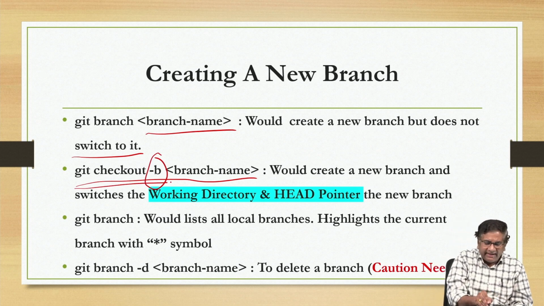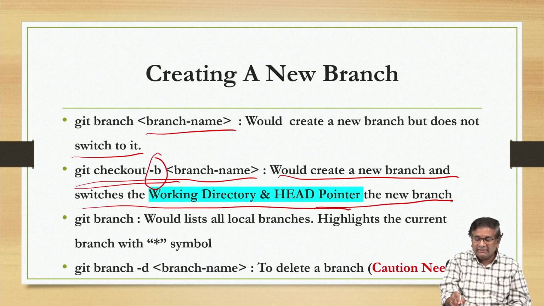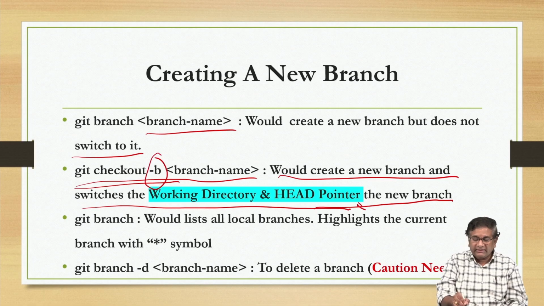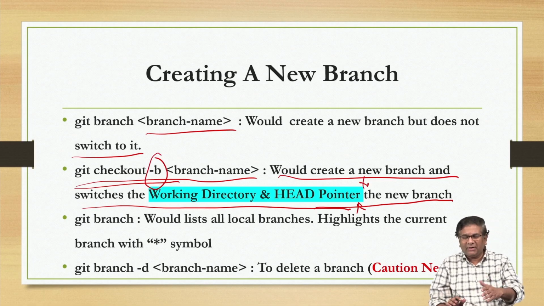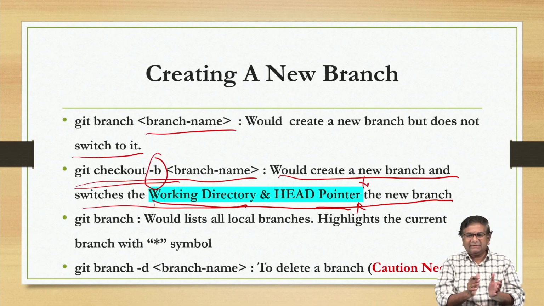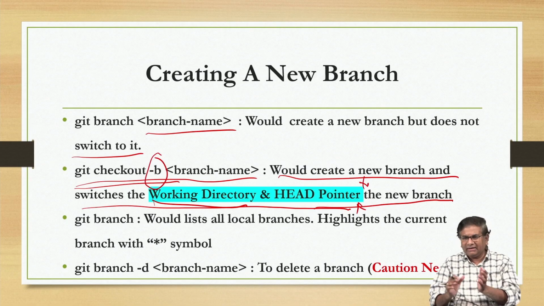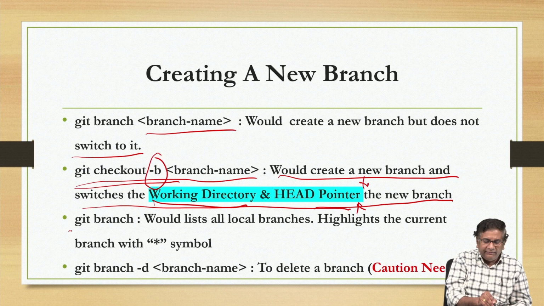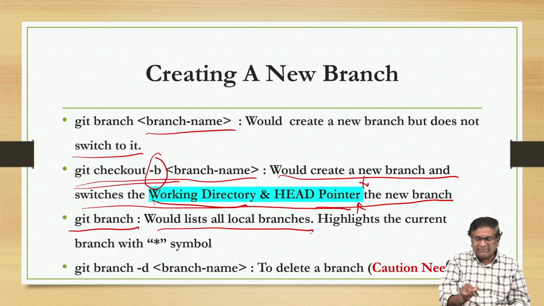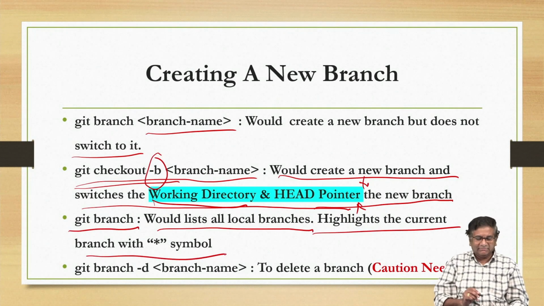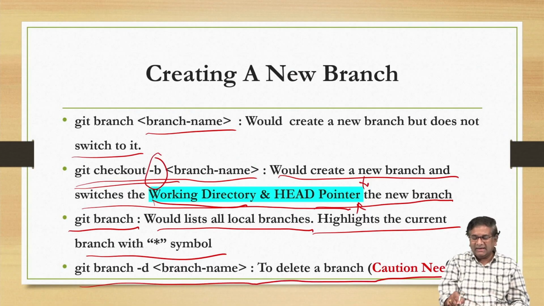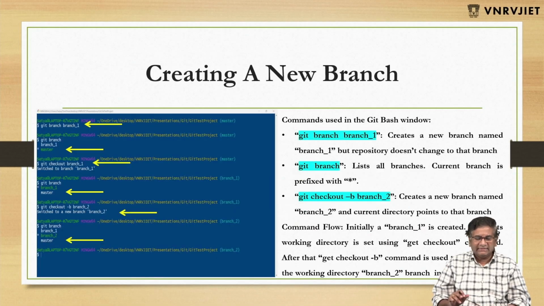Now if you use this -b extension, it would create a new branch and switch the working directory and head pointer to the new branch. So what is that pointer? I will talk about it a little later, but remember, focus on this working directory. That means the code in the working directory is no longer master branch anymore. It is Satyadev branch or whatever branch name I have given. Now if you just say git branch, it would list all local branches and highlight the current branch with a star symbol. Git branch -d is to delete a branch, and whenever we are doing it, we have to be very careful. Now let's see that in action.